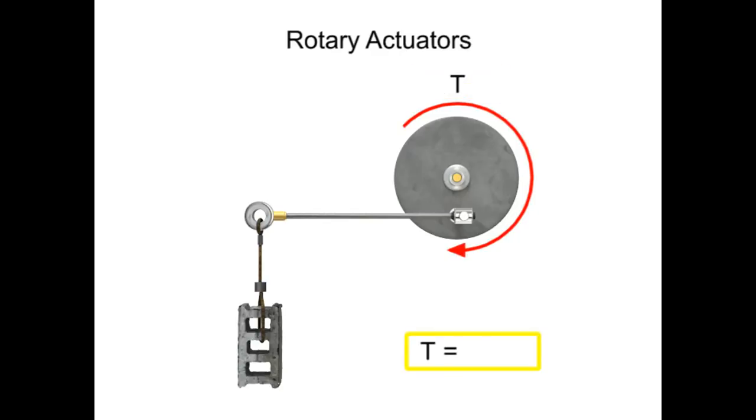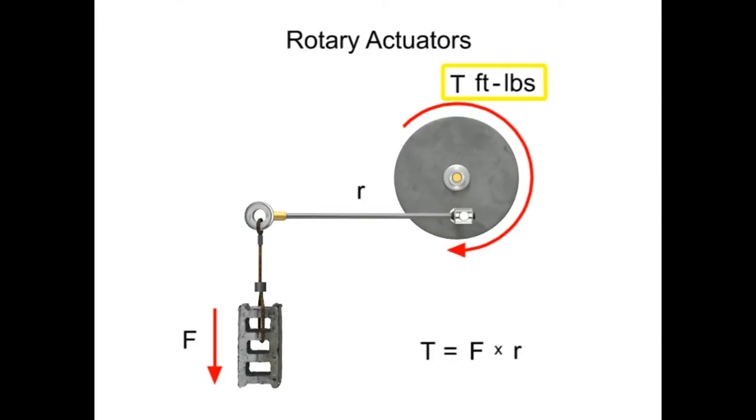Torque occurs when a force acts on a radius. Since rotary actuators operate at low speed with high torque, torque output rather than the horsepower is used for the rating and identification purposes. Speed is a secondary consideration when choosing a rotary actuator for a particular application. The typical units of measurement for torque are foot-pounds.